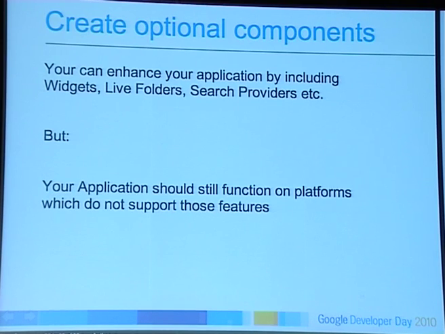So the other thing that you can do to make your application more useful across devices is creating components which are optional. And I just mentioned this briefly here. Some of the devices, for example, we still have devices out there that run on Android 1.5 or 1.6, which don't have things like search providers, or the older versions don't have home screen widgets. Make sure your application is able to run without those. It's nice to have widgets, but if widgets are not available on the platform, don't rely on them.